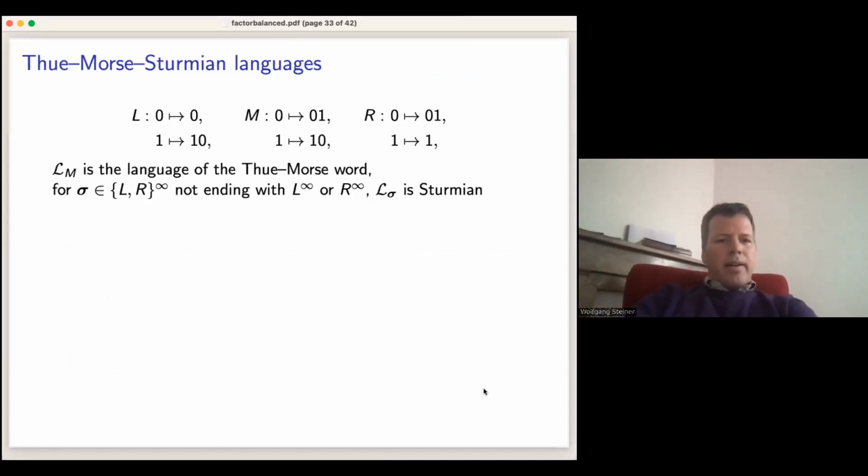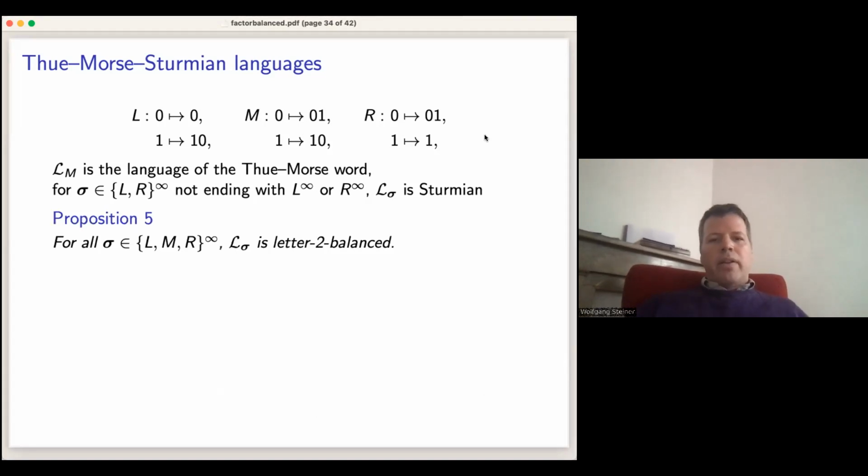So here's a particular class of aesthetic languages, which was in fact the motivation at the beginning for studying this topic. It's what I called 2 Morse Sturmian languages, because we have 3 morphisms, L, M, and R. L and R are Sturmian ones, and M is the 2 Morse substitution. So L, M gives us, of course, the 2 Morse word, and L and R gives the Sturmian word.